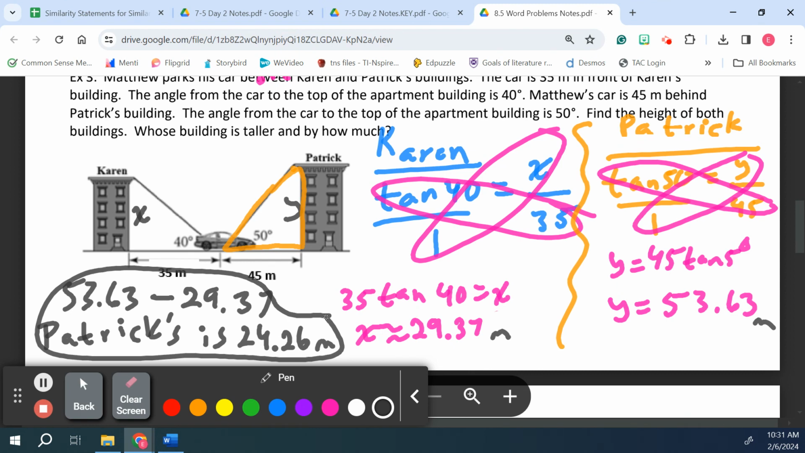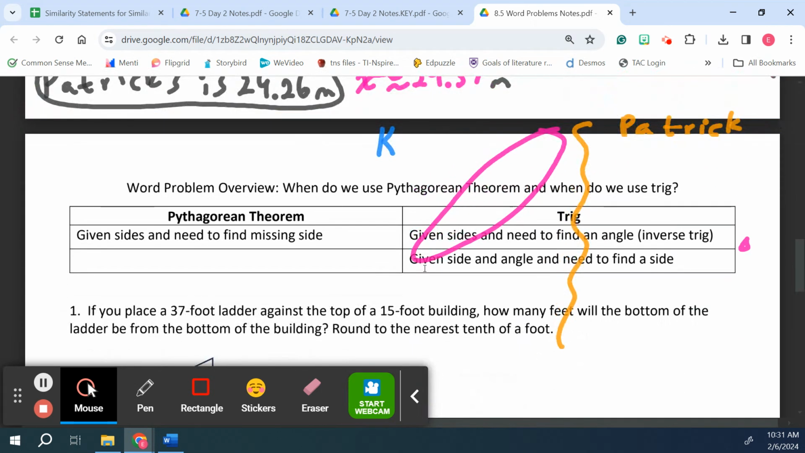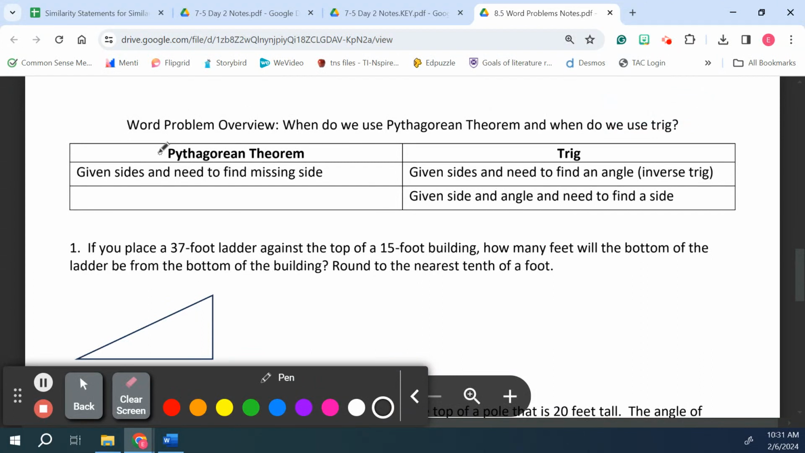All right, let's take a look at the backside. So here's what we've got. Word problem overview. When do you use the Pythagorean theorem and when do we use trig? That is the question, okay? We will use the Pythagorean theorem given sides and need to find a missing side. And when they say given sides, they're talking about 2 total sides. If you have 2 of the 3 sides, use Pythagorean theorem.